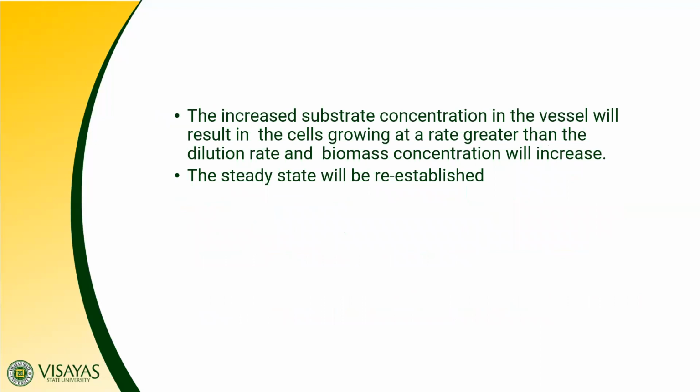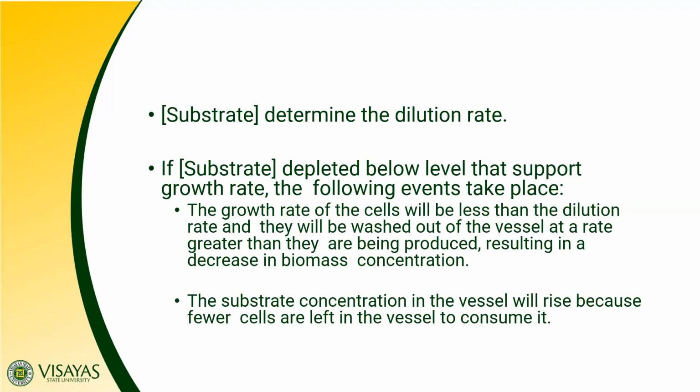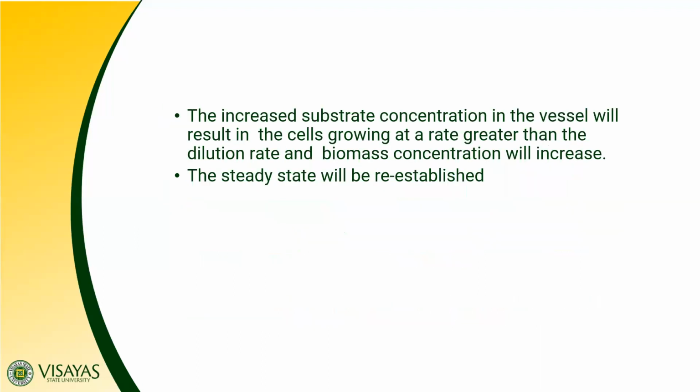The increased substrate concentration in the vessel will result in the cells growing at a rate greater than the dilution rate, and biomass concentration will increase. The steady state will be reestablished. So that is one of the advantages of continuous culture: the substrate concentration will really be a significant factor in the achievement of the steady state condition in the bioreactor.